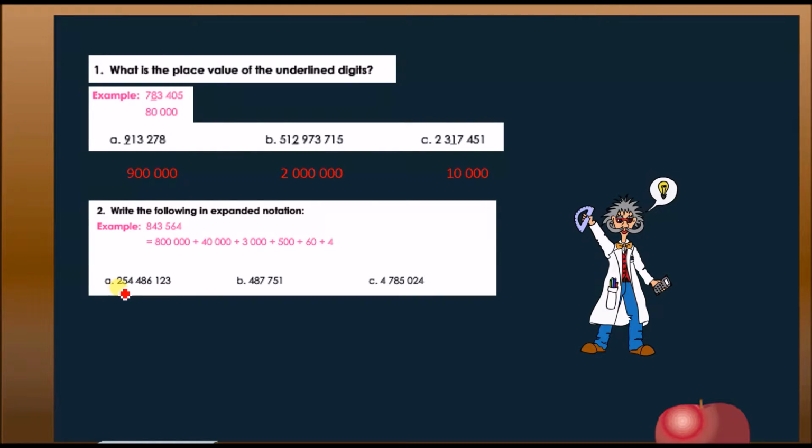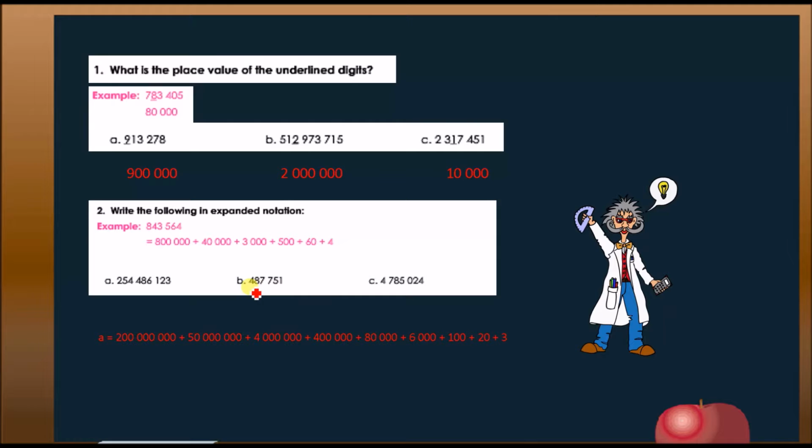The 2 is in the position of the, there we already have a million, 10 million, 100 million. So the 2 is in the position of 100 million, so it is 200 million. The 5 is in the position of the 10 million, so it's 50 million. The 4 is in the position of the million, so that's plus 4 million, plus 400,000, plus 80,000, plus 6,000, plus 100, plus 20, plus 3. I'm sure you got that right.